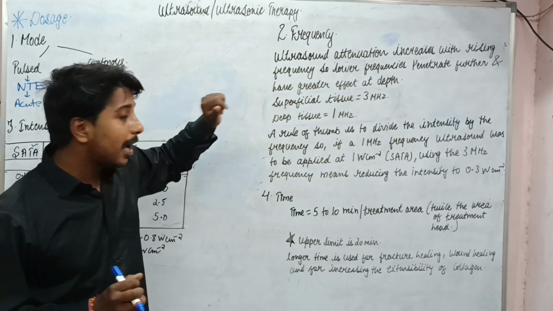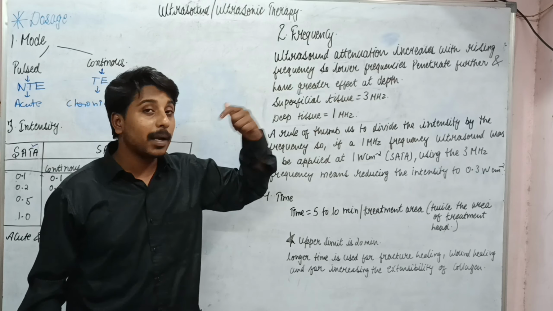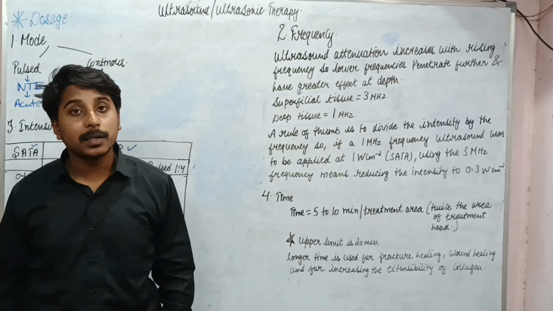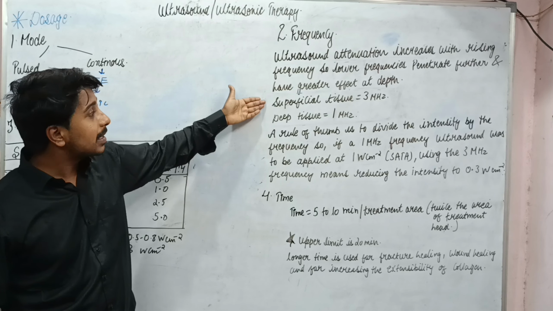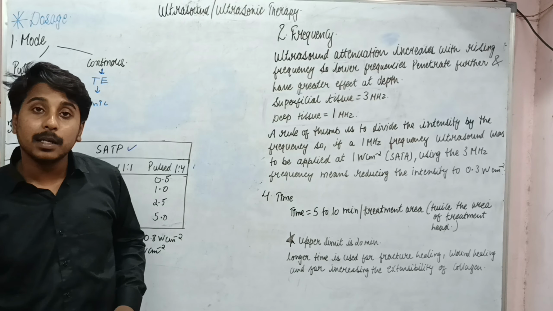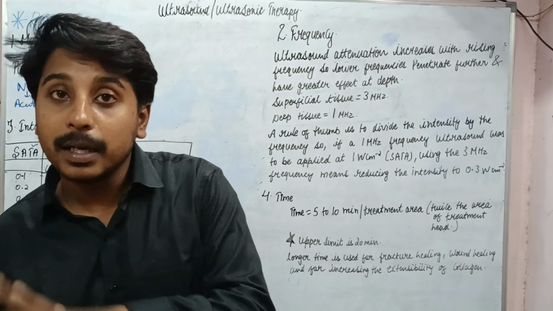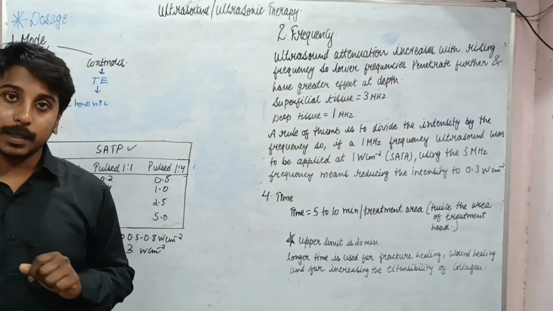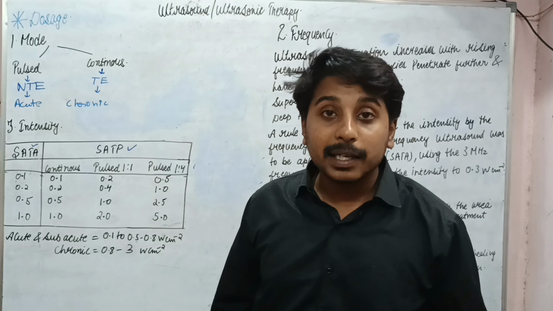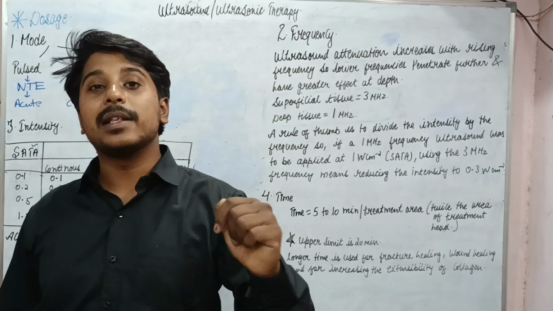But here, as you can see, in superficial tissue I am using 3 megahertz, and in deep tissue I am using 1 megahertz. I am using more frequency at the superficial part and less frequency at the deep part. This is completely opposite to the concept we made earlier. Why so? The reason is that attenuation of ultrasound increases as frequency increases.